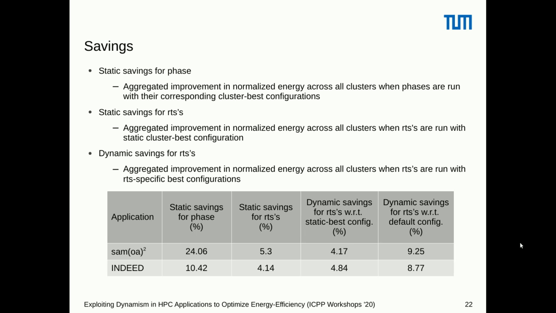The table presents the static savings achieved for the phase as well as the RTSs and the dynamic savings for the RTSs in percentages for both Samoa and Indeed. Here, we observe static savings of 24% for Samoa and 10% for Indeed. The static and dynamic savings for the RTSs for both applications in columns 3 and 4 are in the range of 4 to 5%, while the dynamic savings for the RTSs with respect to the default system configuration shows much more promise, with an improvement of 9.25% for Samoa and 8.77% for Indeed.